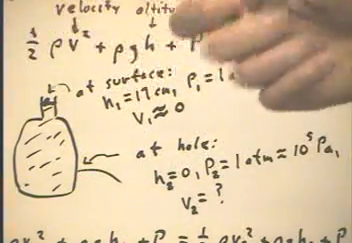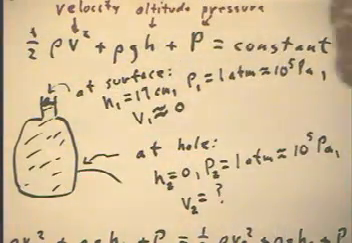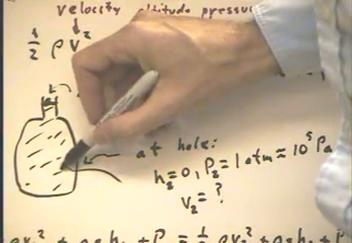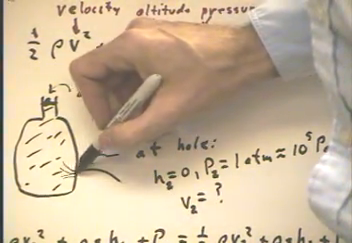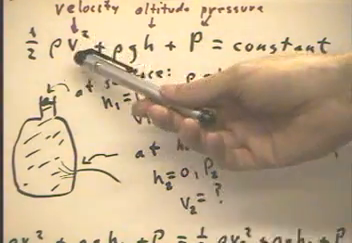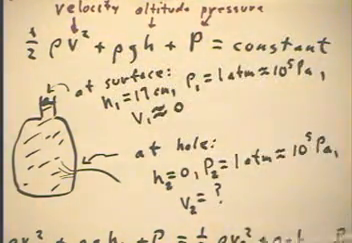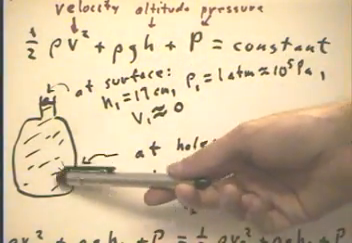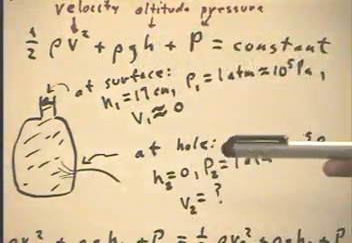We have streamlines in the water. The water streams down toward this hole like this, increasing its velocity as it approaches the hole. As the velocity of the water increases, the altitude, there's not much altitude difference in this region, stays pretty much the same.